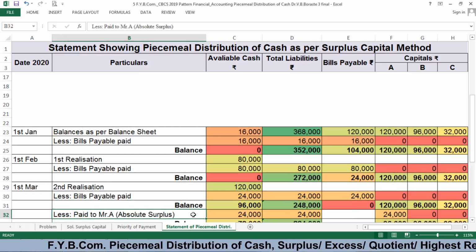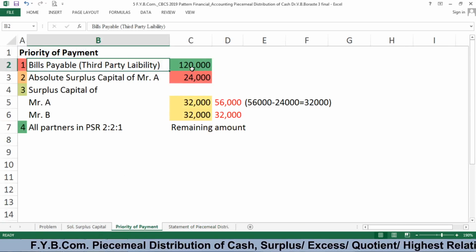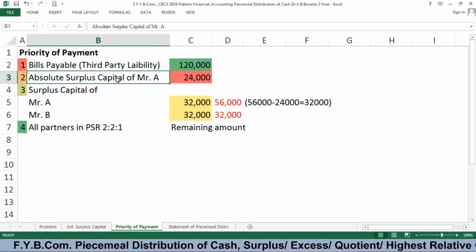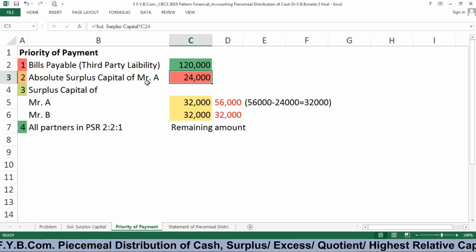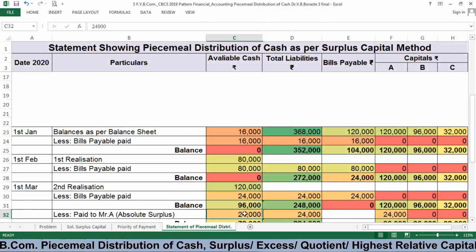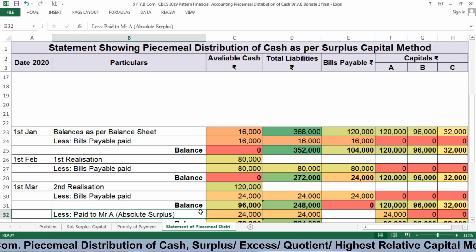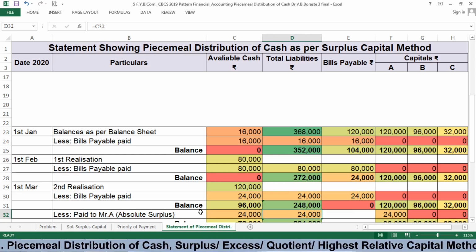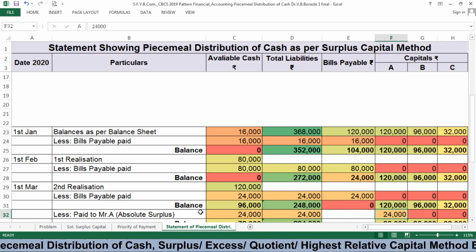So now we have 96,000. Our first priority was bills payable, that was 1,24,000. Now our second priority is Mr. A, whose absolute surplus capital is 24,000. So we will pay 24,000 as absolute surplus capital to Mr. A. So cash will be reduced by 24,000, total liability will be reduced by 24,000, and capital of Mr. A will be reduced by 24,000.